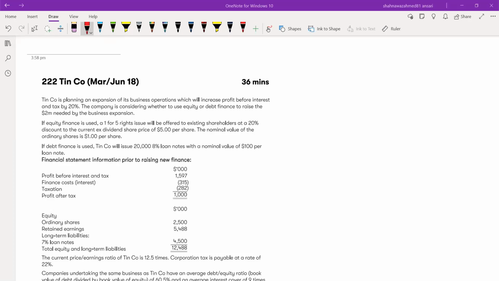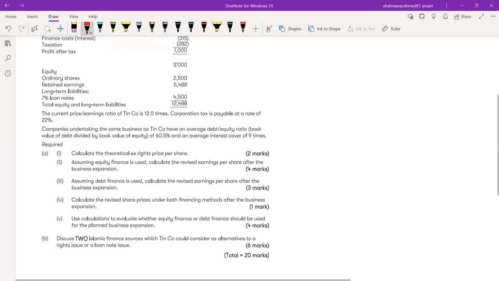Now let's discuss another question. So now the requirement of the question is, the first one is calculate the X right price per share. Second one is assuming equity finance is used, calculate the revised EPS after the business expansion. And the same requirement is connected with debt finance, calculate the revised EPS after the business expansion.